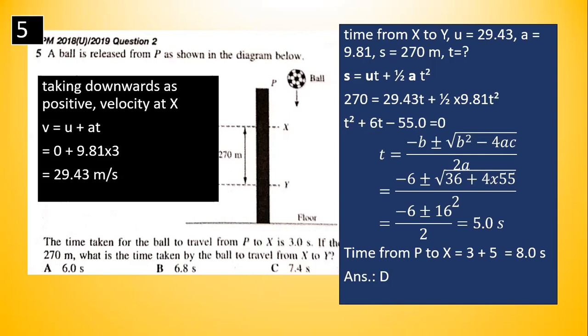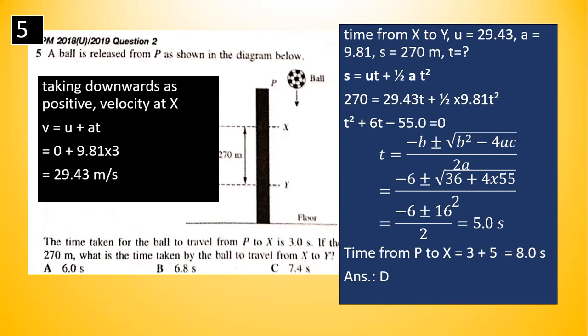Wait, the 3 plus 5 from where now? So it's from X to Y is 3 plus 5. From P to X is 3. No, X to Y is 5. But why need to add? Why not the answer is 5?